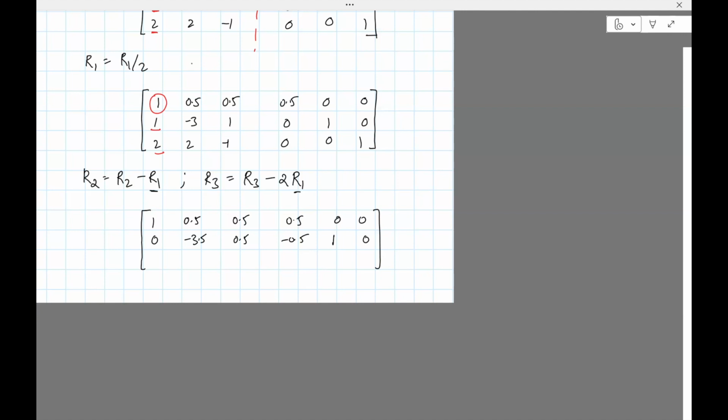Okay, and then we'll do this operation. Row 3 minus twice row 1. So this is row 3, 2 minus 2 times row 1, so that will be 0. Then we have 2 minus 2 times 0.5, that'd be 2 minus 1, which is 1. Then minus 1 minus 2 times 0.5, so it'll be minus 1 minus 1, so it's minus 2. 0 minus 2 times 0.5, that will be minus 1. 0 minus 0 is 0. 1 minus anything times 0 is 1.